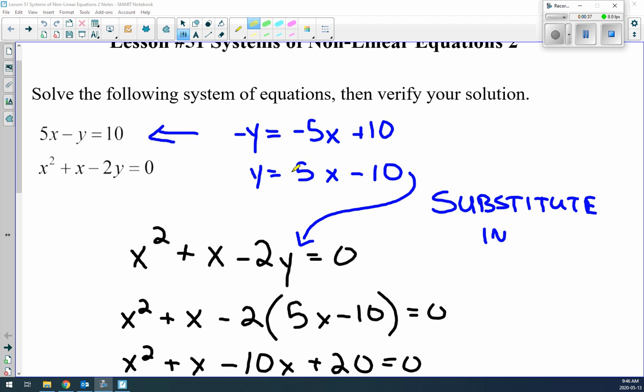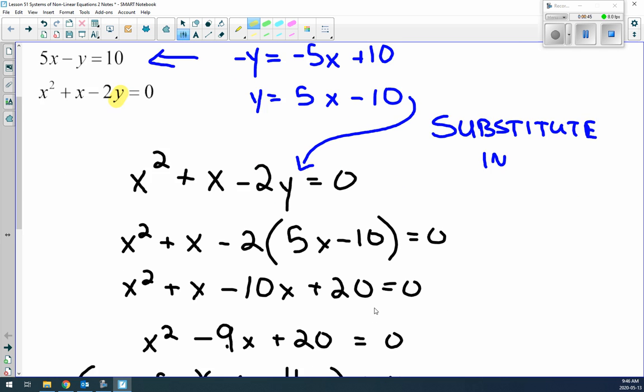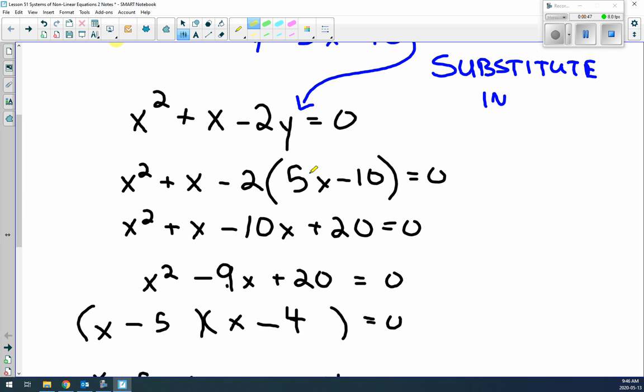Now, since it's y equals, wherever we see a y in the second equation, right after the 2, we can plug in that 5x minus 10. So that's all we do. Take the second equation, replace the y with 5x minus 10. Now, be careful, put it in brackets because we're going to have to do distributive property. So we end up with x squared plus x minus 2, times the 5x, and then that minus 2 times the negative 10. So we do distributive property. We end up with the next line here.